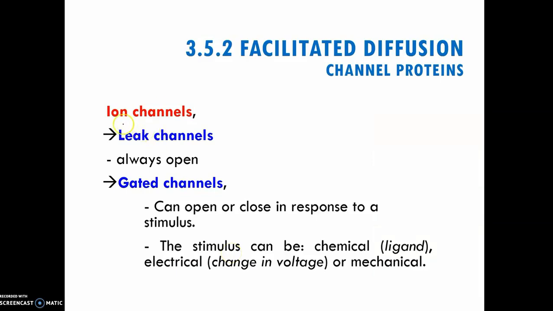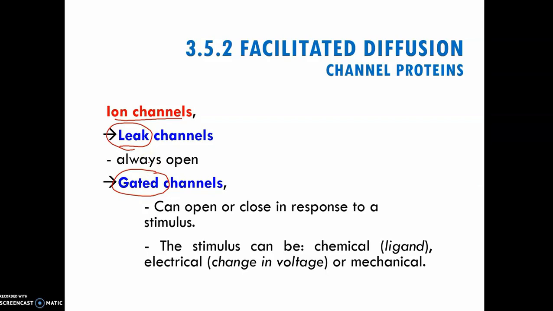In ion channel, we have two different ion channels. Remember, channel does not change shape. So two different ion channels are leak ion channel and another one is gated ion channel. So both channels do not change shape. However, in gated channel, it has a gate to control movement of substance.